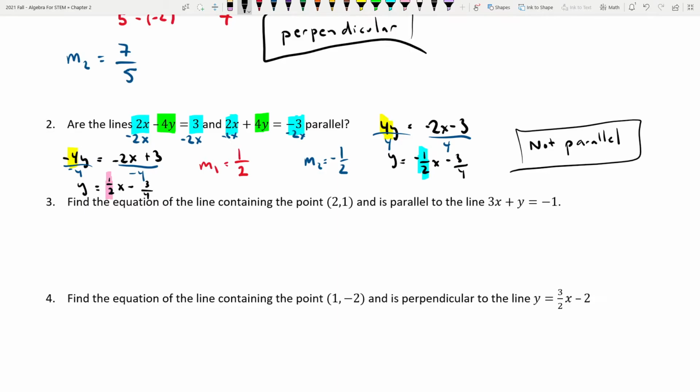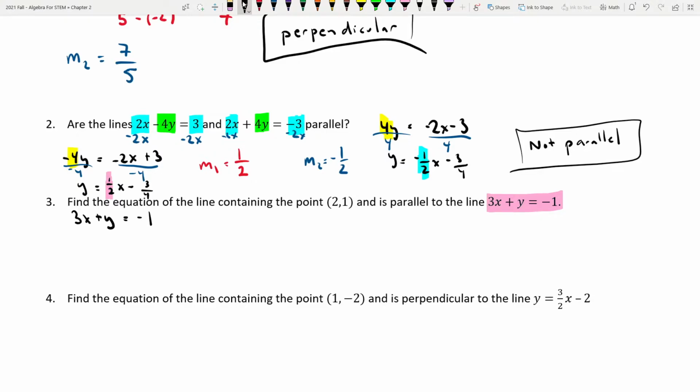Let's find the equation of the line containing the point (2, 1) that is parallel to the line 3x + y = -1. If the two lines are parallel, that means they have the same slope. So my first goal will be to find the slope of this line here. So I have the equation 3x + y = -1.